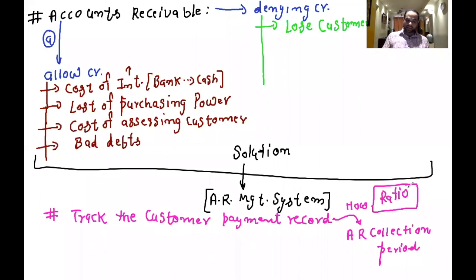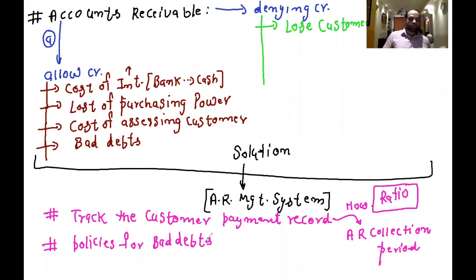Right? Another one is policies for bad debts. Policy for bad debts means every time you have to measure, in this credit sale, how many percent we have as bad debts. Every time we have to estimate, and then on the basis of that estimate, we're going to make provisions.